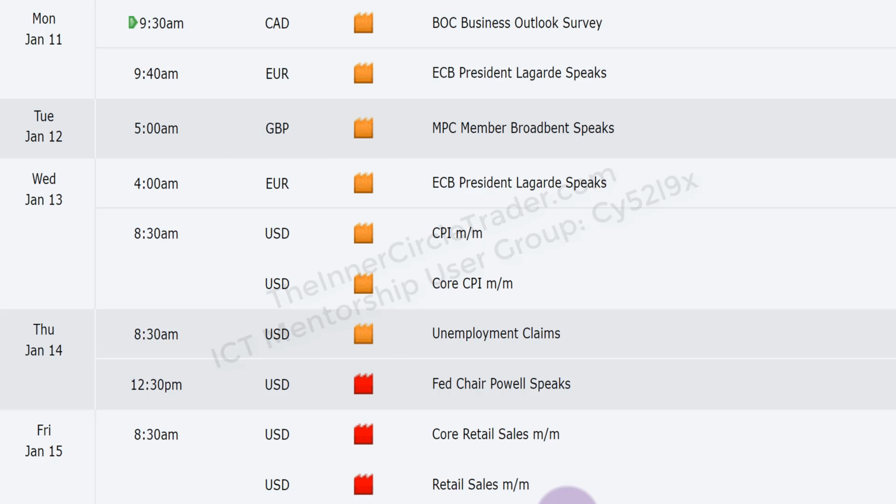And then 8:30 a.m., dollar has CPI. And on Thursday, we have unemployment claims, medium impact for the dollar at 8:30 a.m. And at 12:30 p.m., high impact Fed Chair Powell will speak. And then Friday at 8:30 a.m., high impact dollar, core retail sales. All right, with that, let's get into our lesson and commentary.